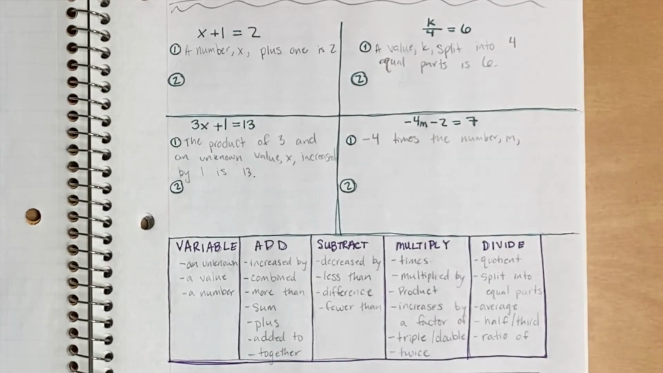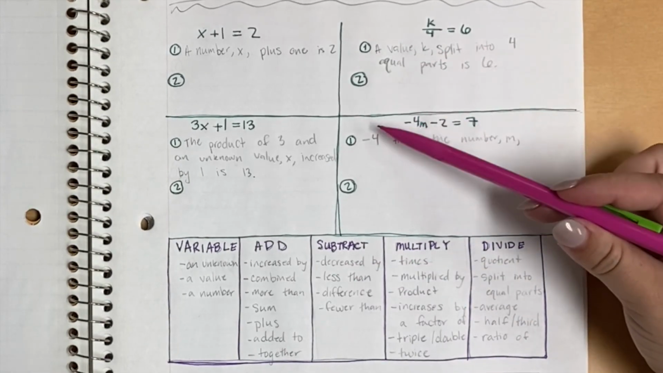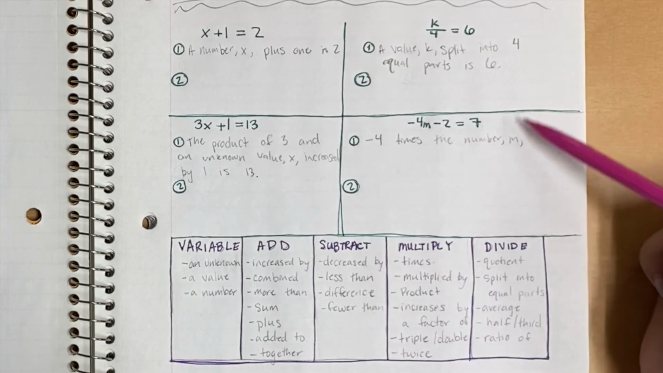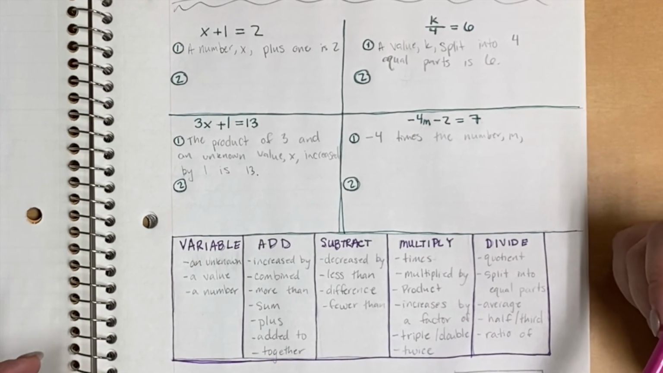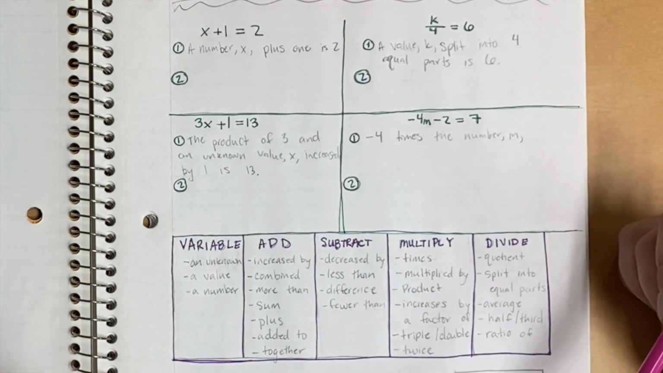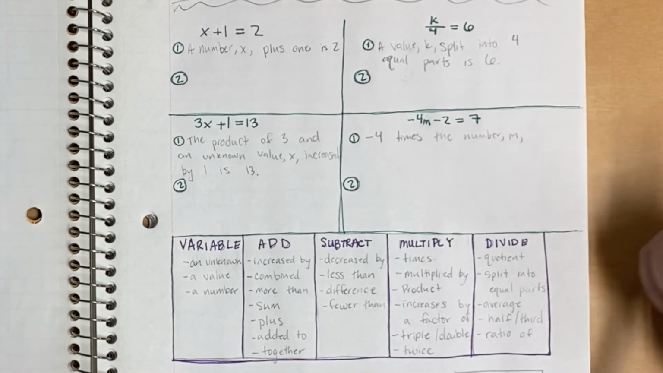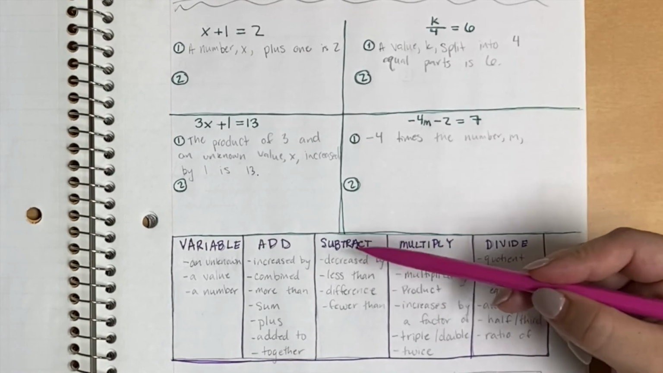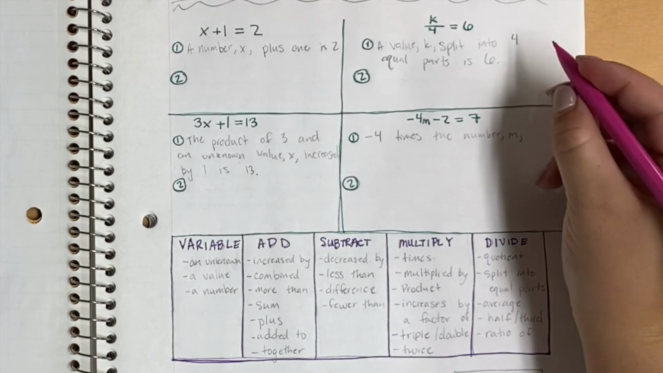Now 2 of these are really tricky, because if I were to use less than, I would need that to be in front. If I were to use fewer than, I would need it to be in front, because if I were to say, hey, my age is 2 years less than yours, I need to know your age first, right? So I would need to know your age first before I could say less than. So I need to either use decreased by or difference. So I'm just going to use decreased by.